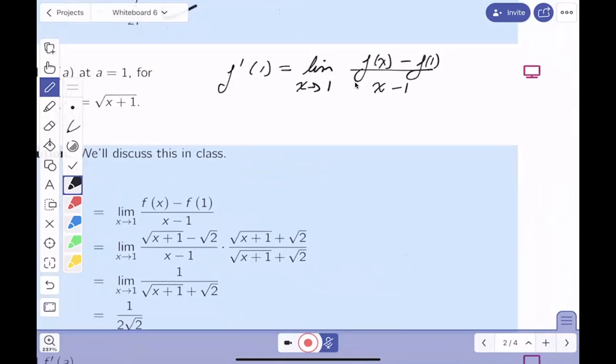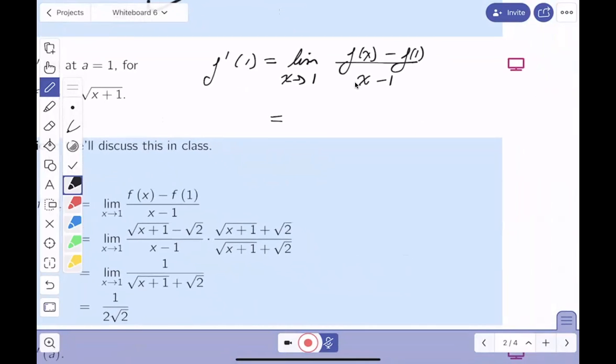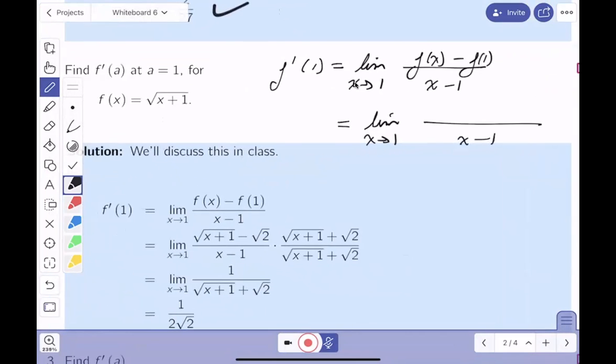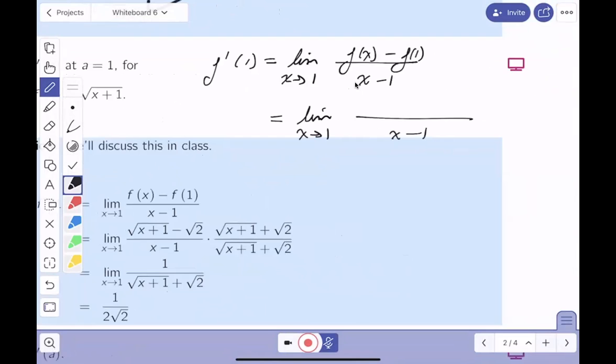All right. Oh, boy, I got to do it now, right? So what do you get over here? Limit x goes to 1 of, over x minus 1. Well, what's the function? It's the root of x plus 1, right?